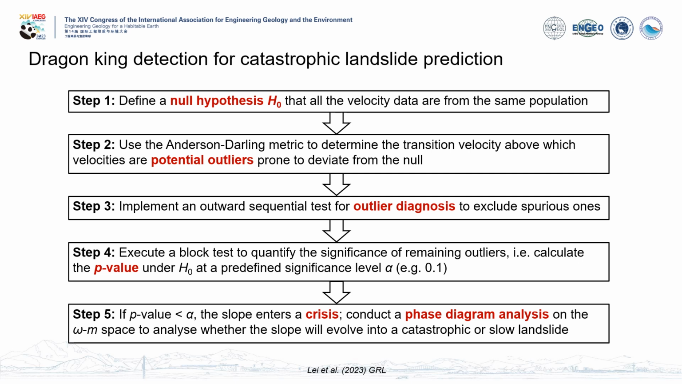If the p-value is smaller than the significance level alpha, we can reject the null, which means that the velocity data do not follow the same population, suggesting that the slope has transitioned into a crisis. If this is the case, I will then use a phase diagram to analyze whether the slope would evolve into a catastrophic or a slow landslide.